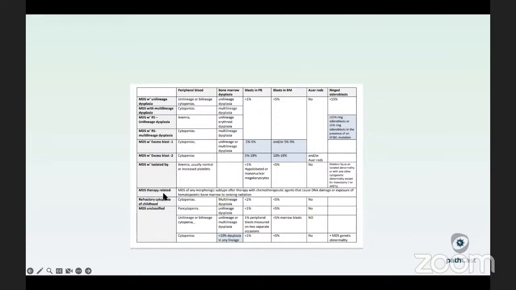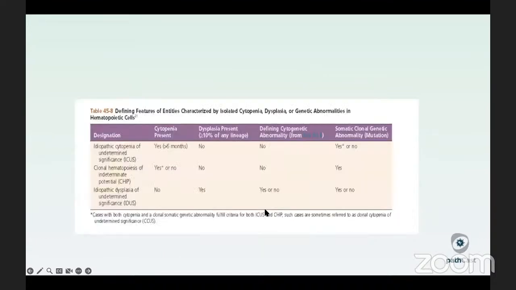MDS therapy related, if the patient is receiving chemotherapy or ionizing radiation. Refractory cytopenia of childhood has multilineage dysplasia and cytopenia with low blast counts. And if we have MDS that does not fit in any one of these categories, we call it unclassified.